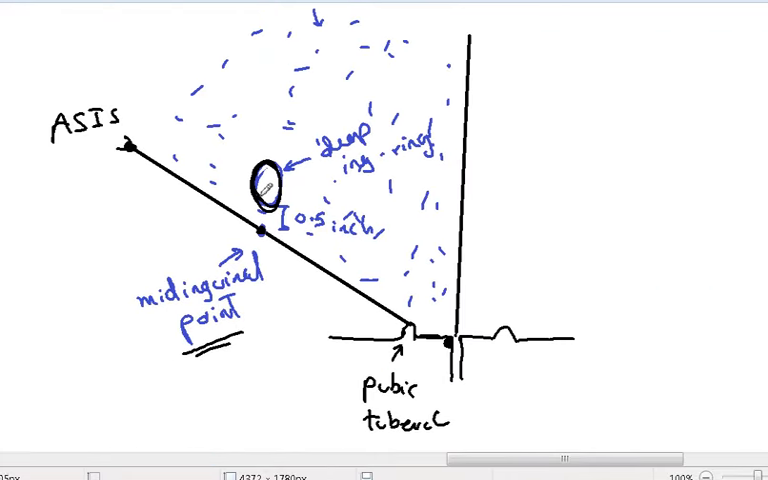What is the exact position of the deep inguinal ring above the inguinal ligament? Where exactly? Above the mid inguinal point. What is the mid inguinal point? The point midway between the anterior superior iliac spine and symphysis pubis. If we measure the distance between the two and take the midway point, this is the mid inguinal point. Above this point, by half an inch, we have the deep inguinal ring. Okay.